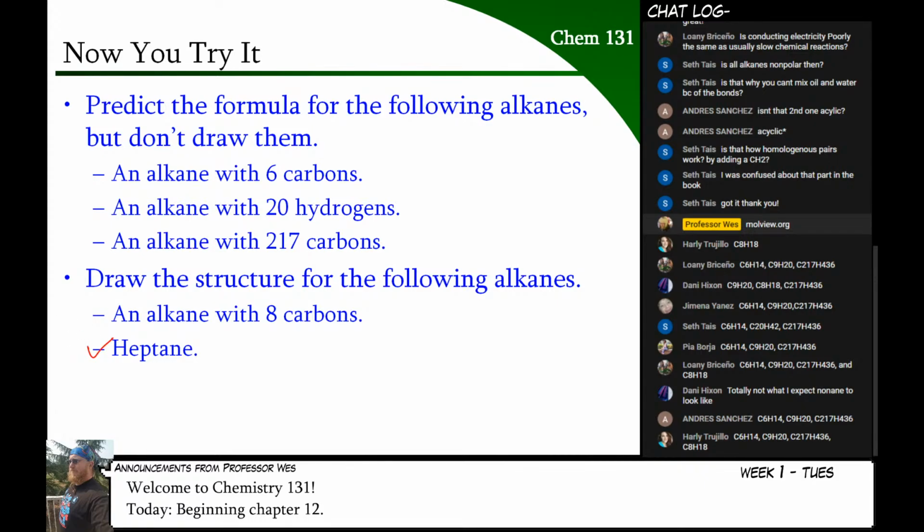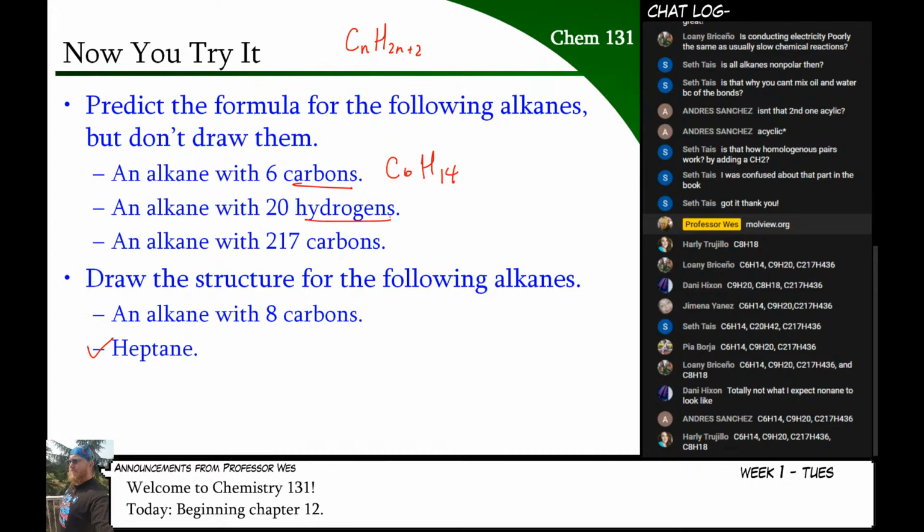All right, so let's use that formula. We'll write it up here at the top. So CnH2n+2. So if I have 6 carbons, that means that this would be C6H. 2 times 6 is 12, plus 2 is 14. So that's hexane.